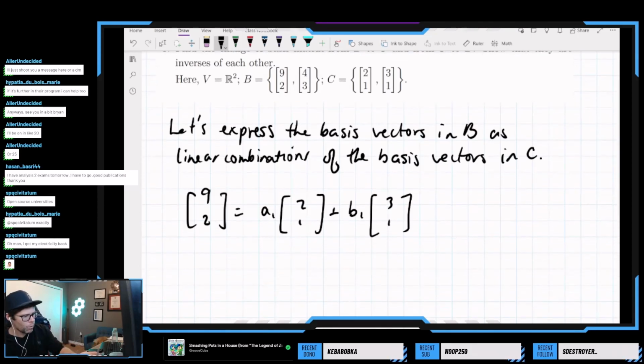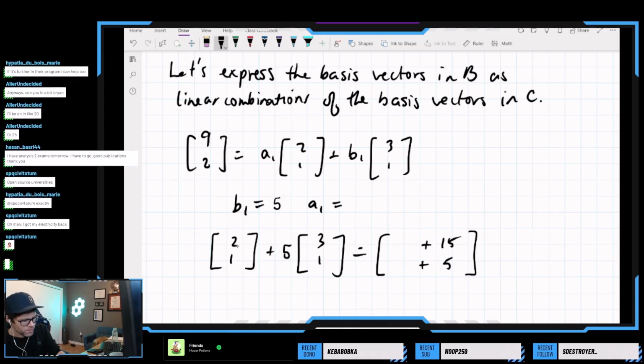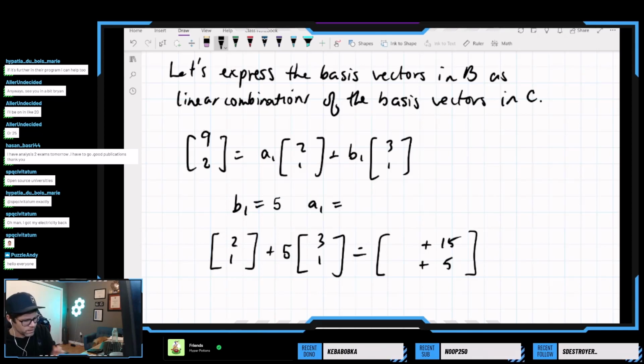So are A1 and B1 easy to find? I mean, I could just take, so this is 5. I'm going to get 15 and 5. And I need to drop a certain number of 2s. So to get to 9, I have to go to 13, 11, and 9. I have to drop 3 copies of 2, right? I have to drop 6. That should do the trick.